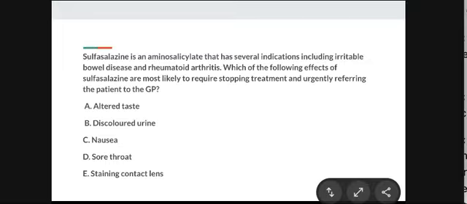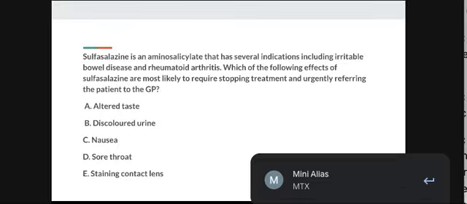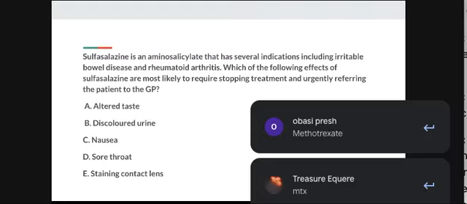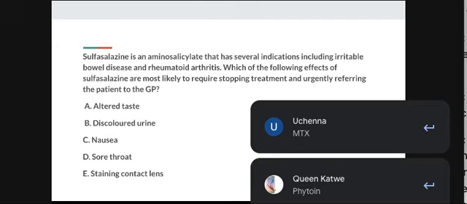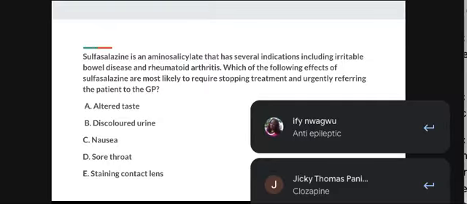What other medications can you think of that cause blood dyscrasias? Methotrexate, okay. Which other one? What CNS group of medications cause blood dyscrasias? Anti-epileptics, thank you, Treasure. So Queen said phenytoin as well. So many anti-epileptics, and drugs like clozapine and olanzapine, actually cause blood dyscrasias. That's correct. Which other class of medication causes blood dyscrasias?